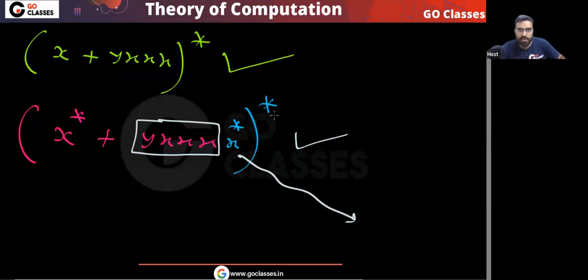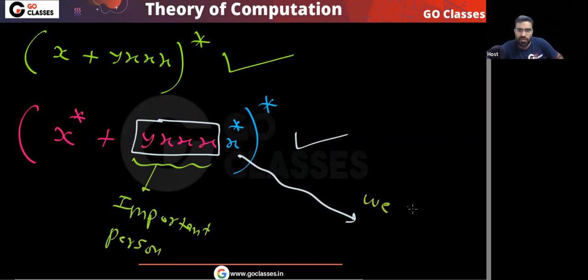See the logic. Let me tell you the logic. This is the logic, that this must be there. This is an important person. Yes or no? This person is important. We can have extra X anytime we want. We can have any extra X's. We don't care about X's. There is no problem with the X's.